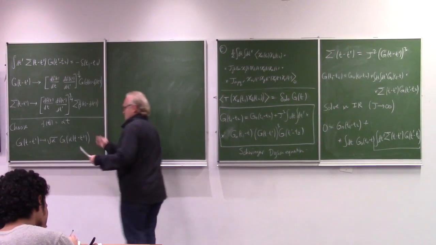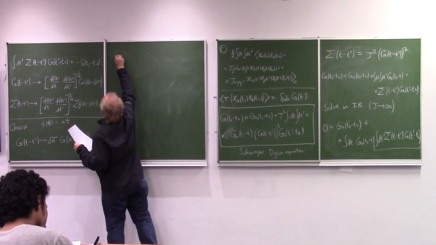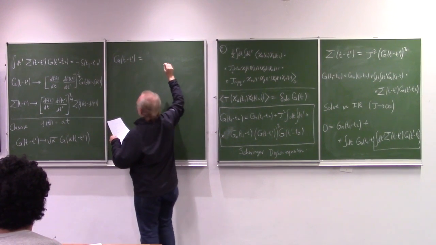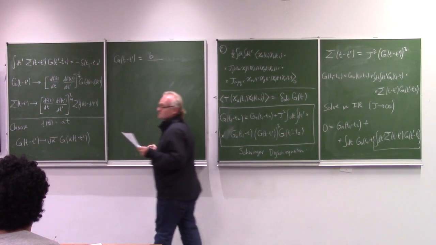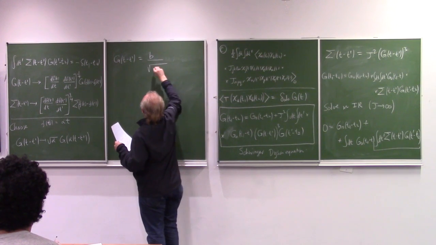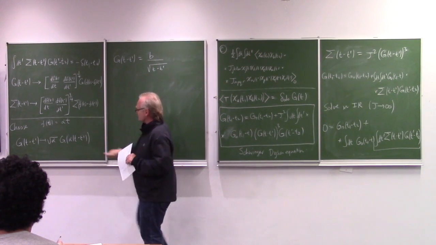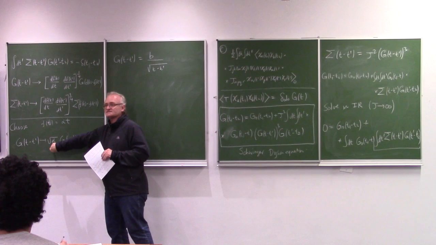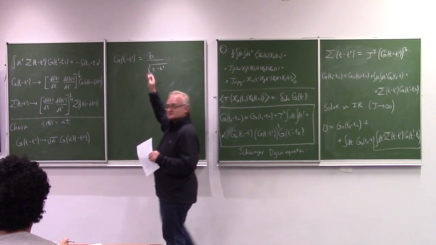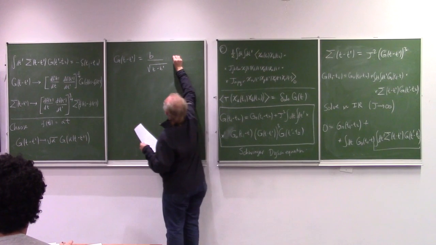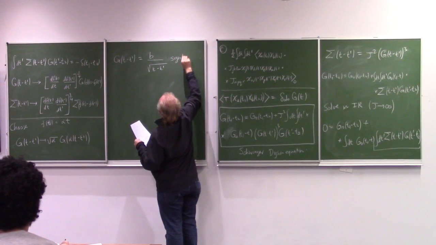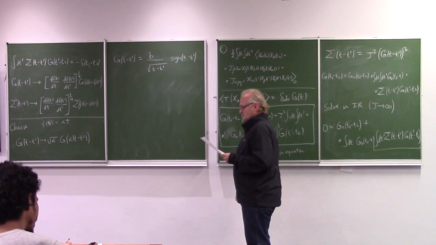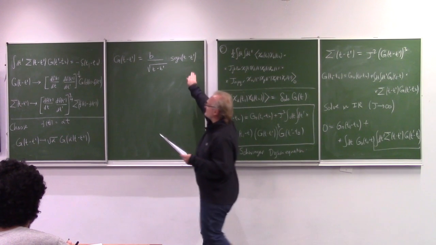You would certainly guess that G of t minus t prime should be equal to some constant you have to figure out, divided by the square root of t minus t prime. So that when you scale t minus t prime, the 1 over the square root exactly cancels with that square root. This makes sure this is a symmetry, and we can still have our sign of t minus t prime. So that's what the Green's function would look like.